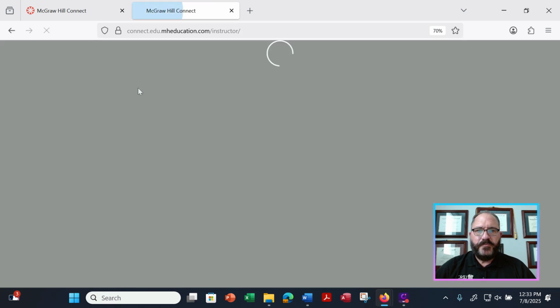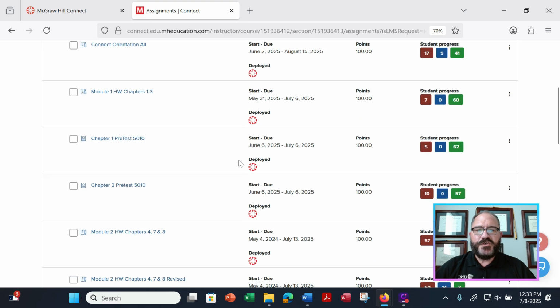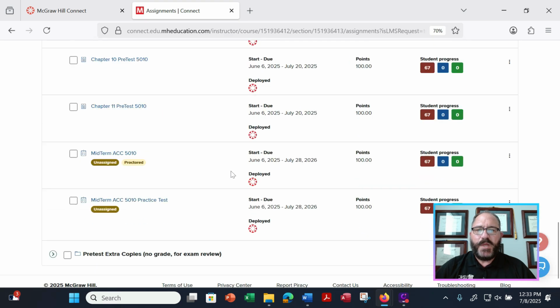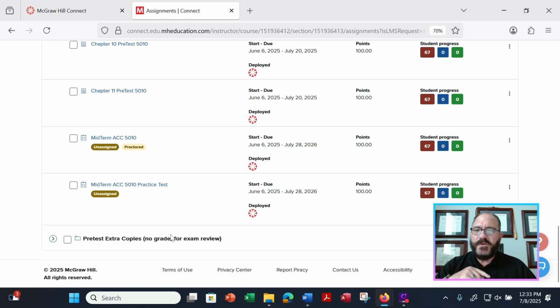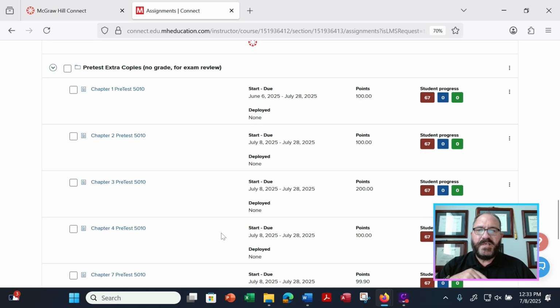Okay, go home. The only other thing I wanted to show you here, you see how these say deployed? Deployed means you're going to be able to get to it directly from Canvas. Notice down here, it says not deployed. So that means you're going to have to come over. All right, so there you go.